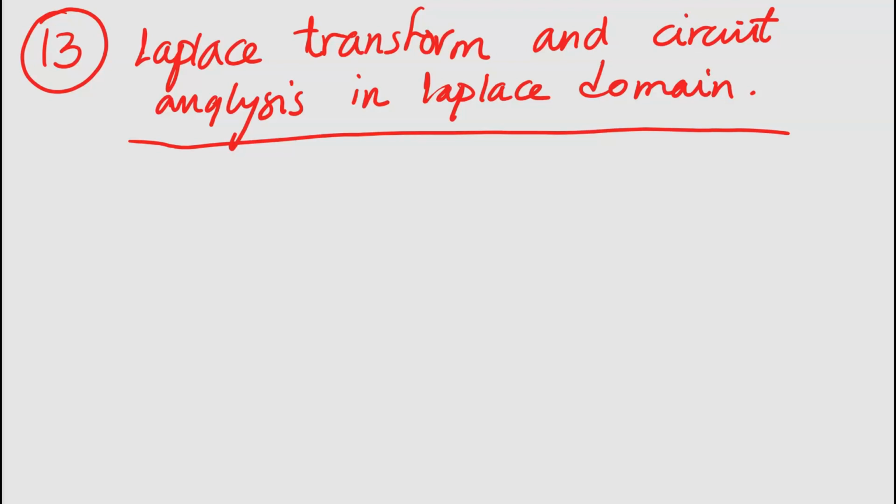In previous class, I showed you how you can model an inductor and a capacitor in Laplace domain. So if you have an inductor, let's assume that the initial current is I naught. I want to see how I can model this in Laplace domain.